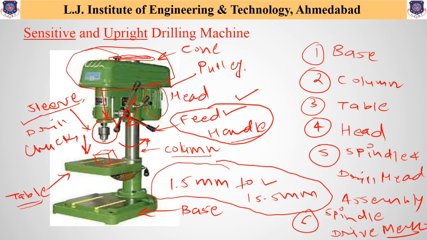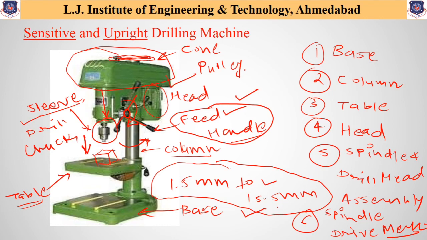It may be a step cone pulley drive, it may be a step cone pulley drive with one back gear, and there might be a gearing arrangement for this spindle drive mechanism. So these are the main parts that are available in any of the drilling machines. And in the sensitive drilling machine, if we discuss particularly, the mostly used drill bits, again I am saying, are in the range of 1.5 mm to 15.5 mm. So this is about the sensitive drilling machine.